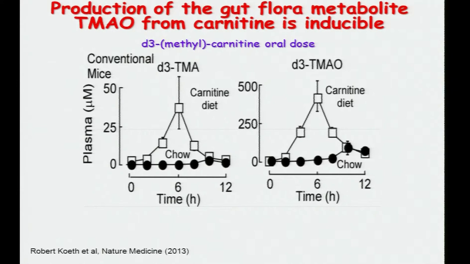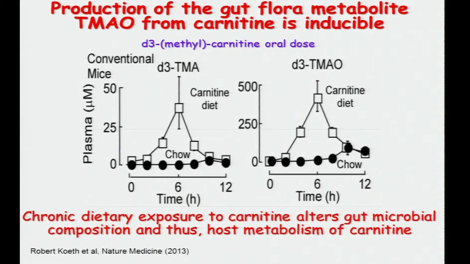Now, one of the intriguing findings that we saw during the course of these studies was that the animals that were on the chronic carnitine diet showed a tenfold increase in their synthetic capacity to make TMAO compared to normal chow mice. This suggested that the chronic dietary exposure to carnitine had actually shifted the intestinal microbial composition such that the microbes that preferred carnitine as a substrate had a selective advantage and had grown more, and now carnitine-dependent conversion into TMA and TMAO was occurring more readily because of the shift in intestinal microbes. And actually, through looking at the 16S ribosomal DNA of the feces and also of the cecal contents, we saw that this had, in fact, happened.